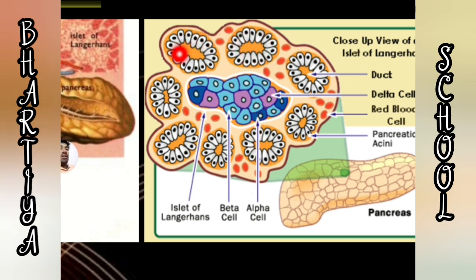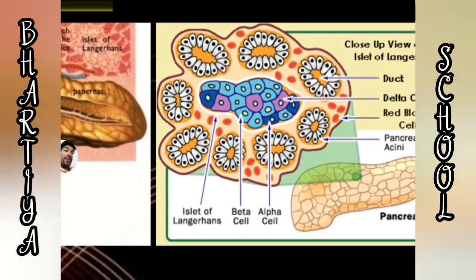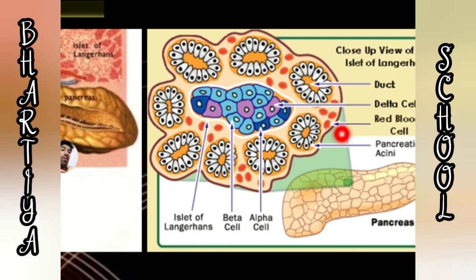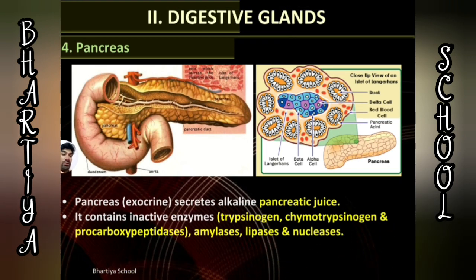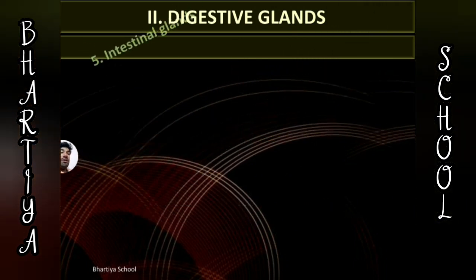This part is called the pancreatic acini, and this forms the exocrine part of the gland. The pancreatic acini secrete the pancreatic juice, while the endocrine part, the islets of Langerhans, secretes hormones like insulin, glucagon, etc. The pancreas secretes pancreatic juice, which is alkaline in nature. It contains the following enzymes: trypsinogen, chymotrypsinogen, procarboxypeptidase. These are the chief protein digesting enzymes. Amylases for carbohydrate digestion, lipases for lipid digestion, and nucleases for nucleic acid digestion are present in this juice.